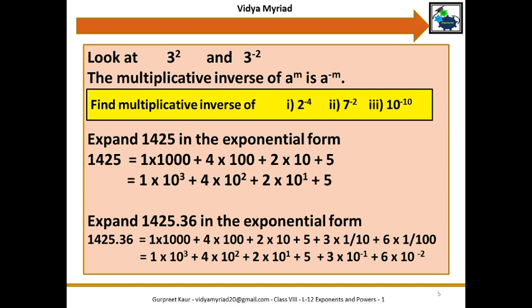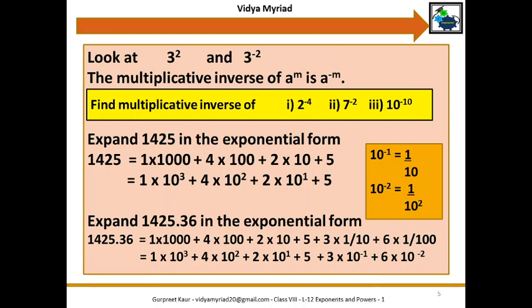So how to write powers? 1 into 10 raised to power 3 plus 4 into 10 raised to power 2 plus 2 into 10 raised to power 1 plus 5 plus 3 into 10 raised to power minus 1, and 100 will be written as 10 raised to power minus 2. Now, this is just for your information.